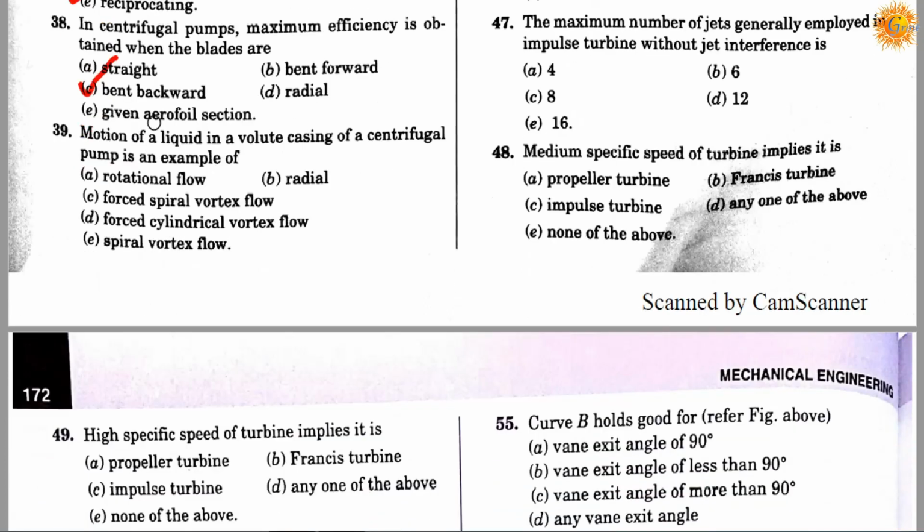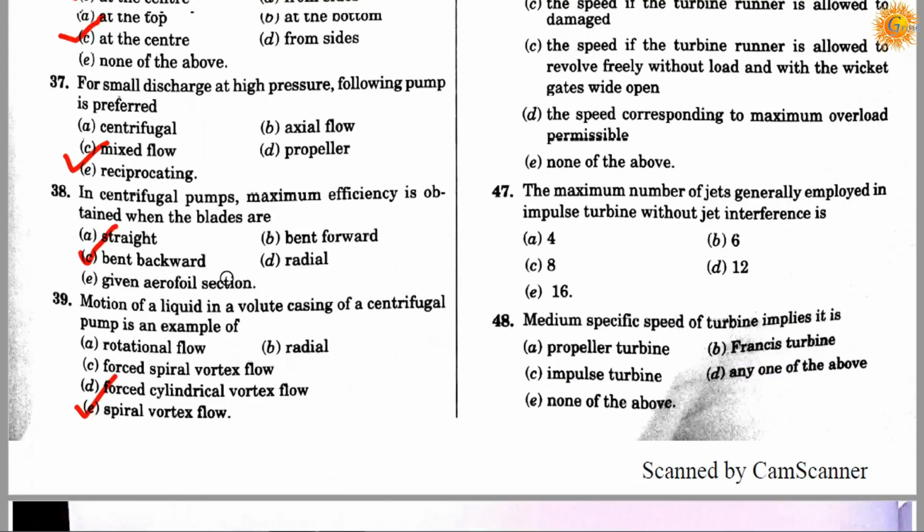Question number 39. Motion of a liquid in a volute casing of a centrifugal pump is an example of: option A rotational flow, option B radial flow, option C forced spiral vortex flow, option D forced cylindrical vortex flow, option E spiral vortex flow. So the correct answer is E. Motion of a liquid in a volute casing of a centrifugal pump is an example of spiral vortex flow.